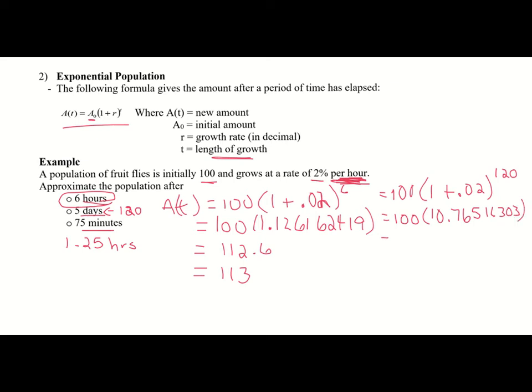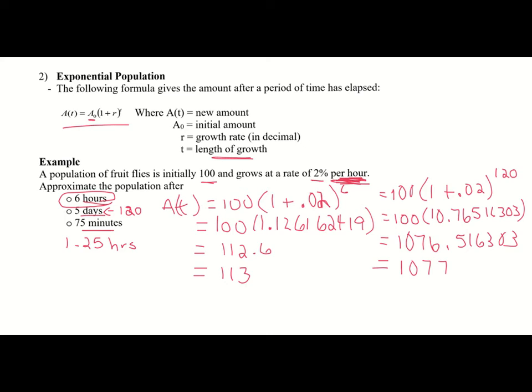And if I multiply by 100, I'll end up with 1076.516303. But again, I'm talking fruit flies. I can't have half of a fruit fly. So 1077 fruit flies.